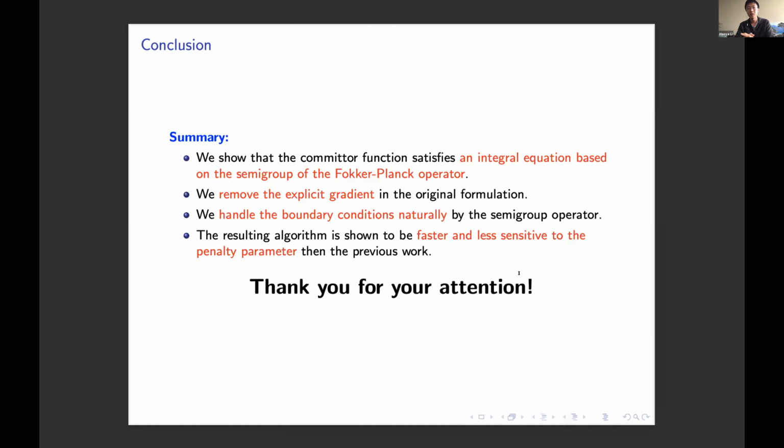So in conclusion, we show that the committor function satisfies an integral equation based on the semigroup of the original differential operator. And we remove the explicit gradient in the original formulation. And the boundary conditions are handled naturally with the splitting of the semigroup operator. And we result in a faster and less sensitive algorithm than the previous work.